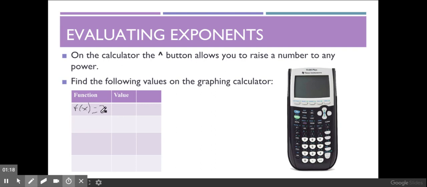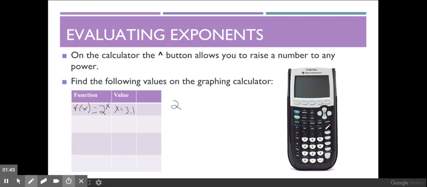So if we do a couple of examples, let's say our function is f of x equals 2 to the x. For all of these functions, our exponent is what we plug into. And let's say that x equals 3.1. To plug this into the calculator, we first press 2 because that is our base, and we're evaluating at 3.1. So 3.1 is our exponent.